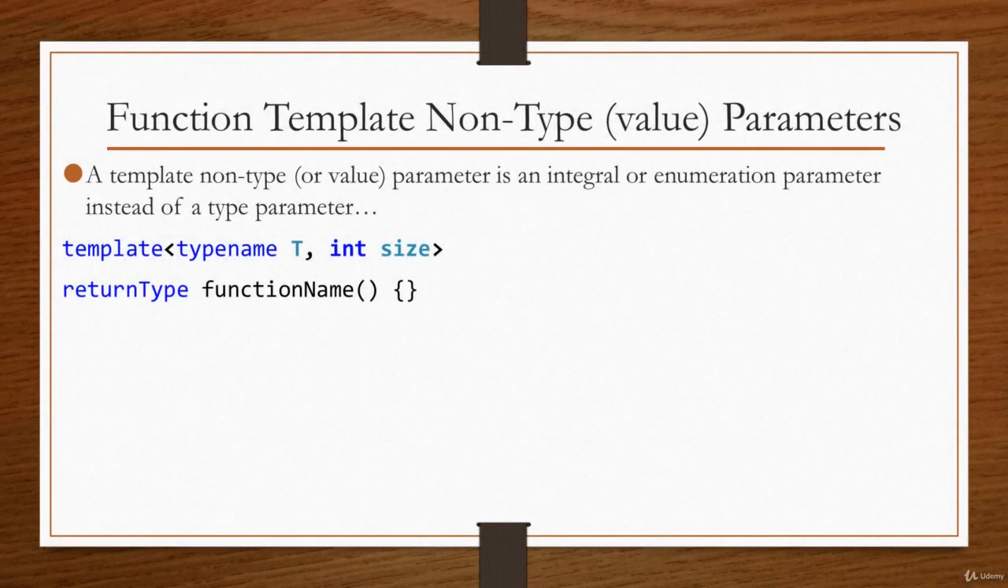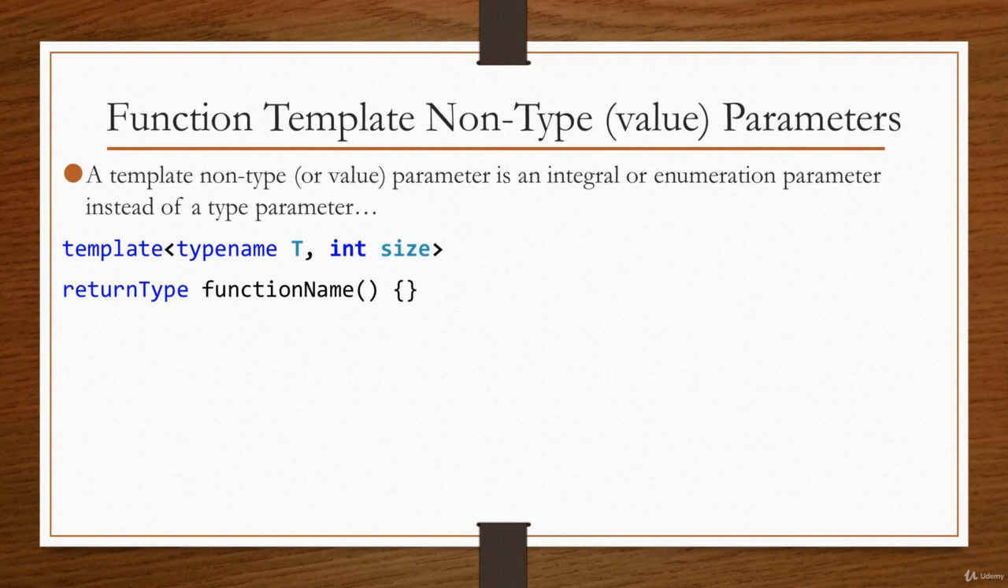Before we move on to the next example in Visual Studio, I want to introduce non-type, also referred to as value parameters. Now a template non-type or value parameter is an integral or enumeration parameter instead of a type parameter. In this example we have a template function, so we mark that with the template keyword. Within the angle brackets we have typename T, so that is a regular type parameter. Then we do comma and int size.